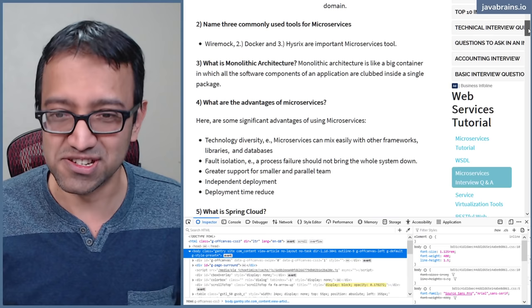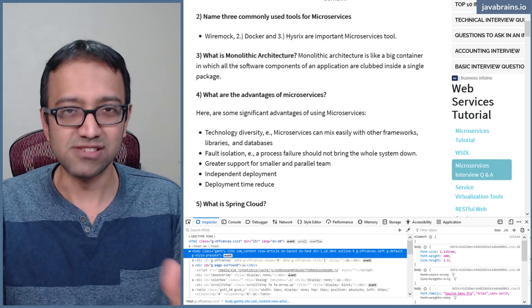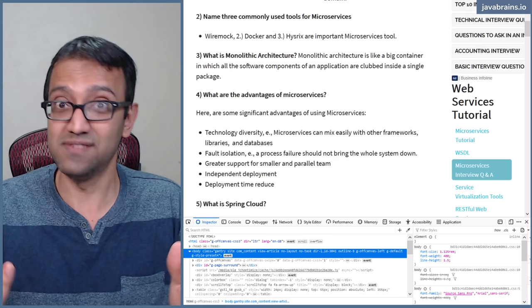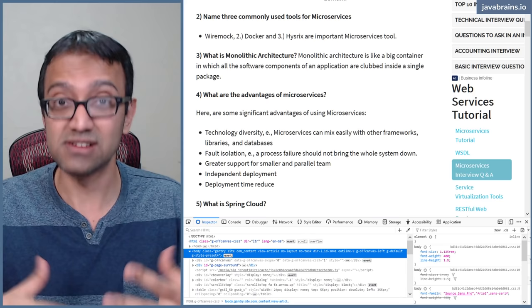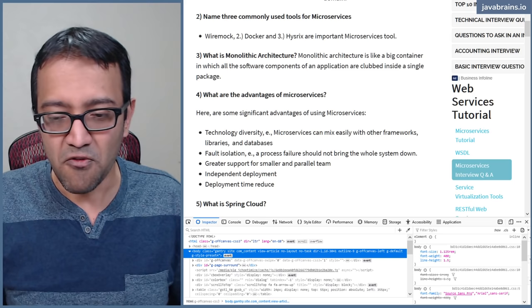What is Spring Cloud? Spring Cloud is a bunch of libraries and solutions which allow you to tackle some of these cross-cutting concerns. There are all these patterns that have been developed with microservices: service discovery, fault tolerance, and configuration of microservices. Spring Cloud provides all these different libraries under this umbrella, which allow you to implement those patterns on your microservice system.